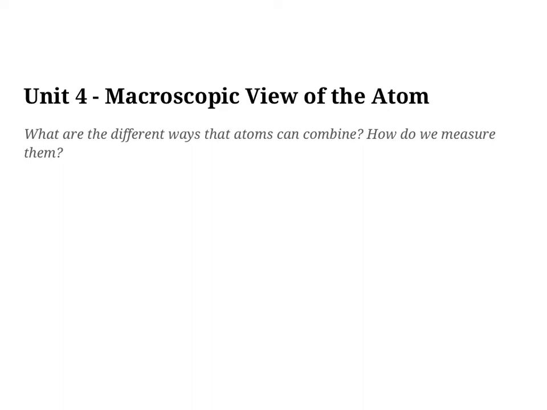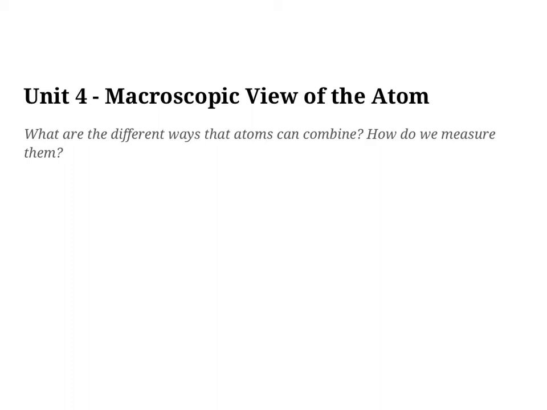All right, so this is the first set of notes for Unit 4, which is going to be all about a macroscopic view of the atoms. The unit we just finished was a microscopic view where we actually looked inside and learned about those protons, neutrons, and electrons. But now we're going to start looking at a bigger picture. So there's two big questions we're going to be answering during this unit. That is, what are the different ways that atoms can combine, and how do we measure them?